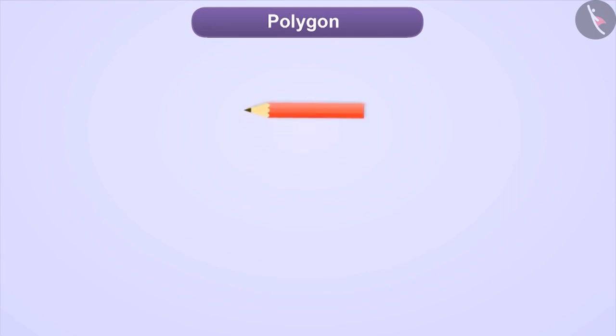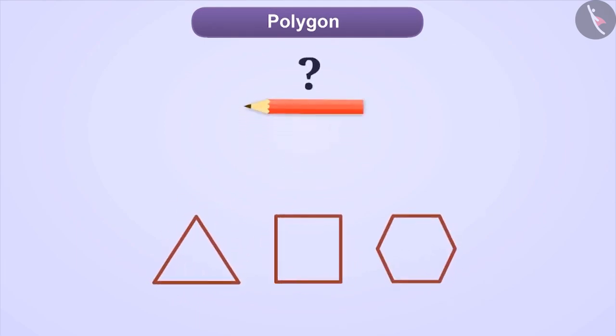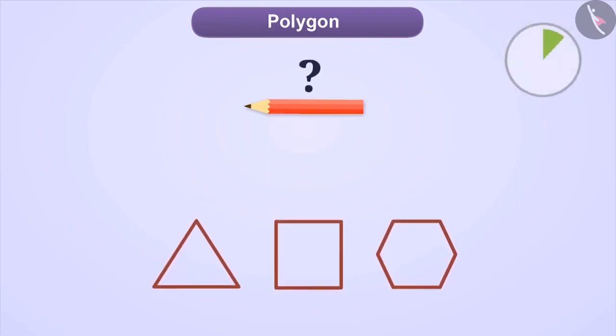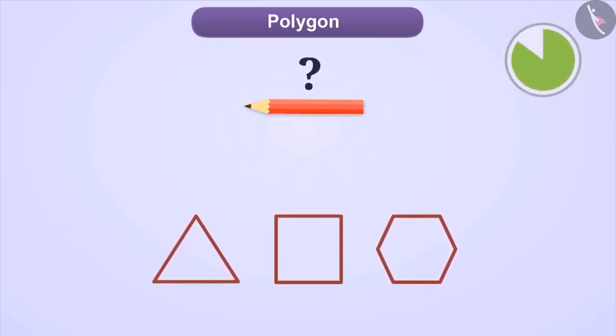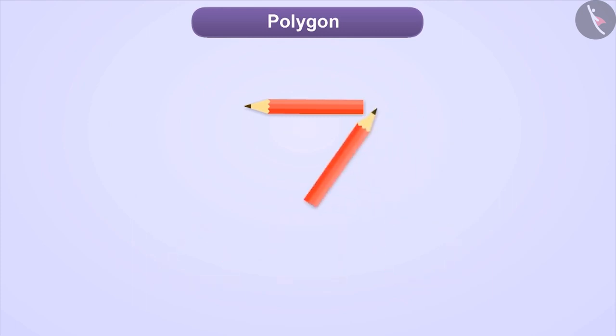Now assume you've been given a pencil. Will you be able to make a polygon out of that without breaking it? Think a little. No, because a line segment cannot form a closed figure. Similarly, if we take two pencils and try to make a polygon out of them, then again we will not get a closed figure or a polygon.